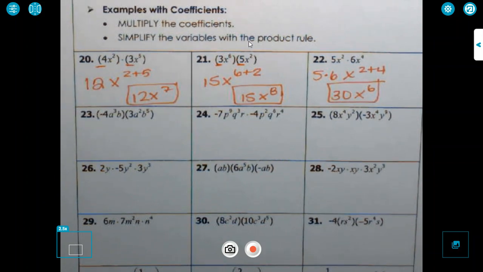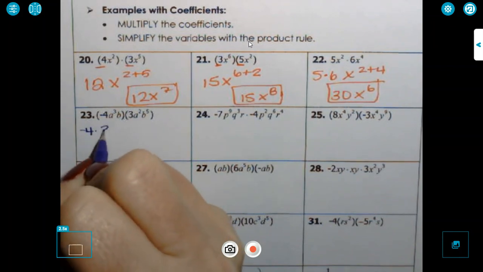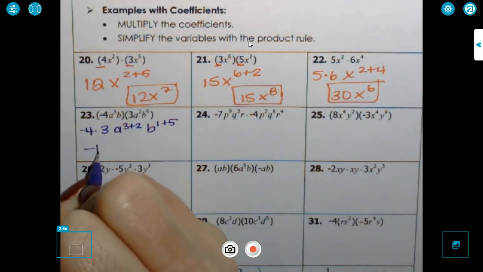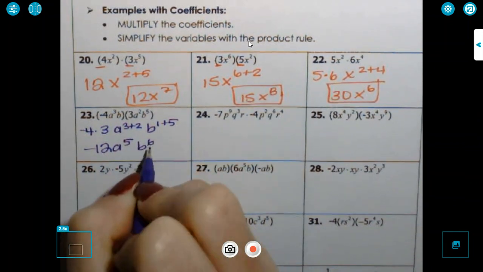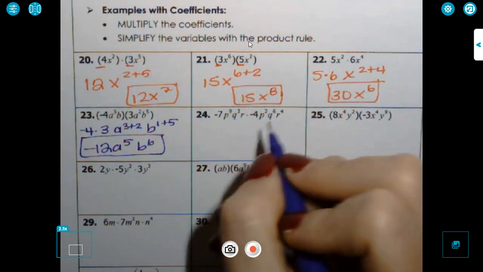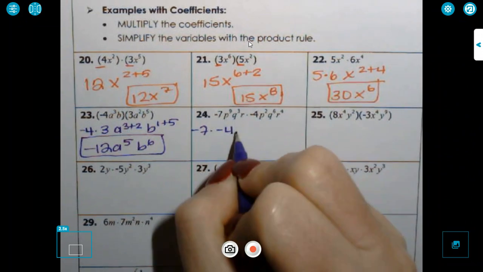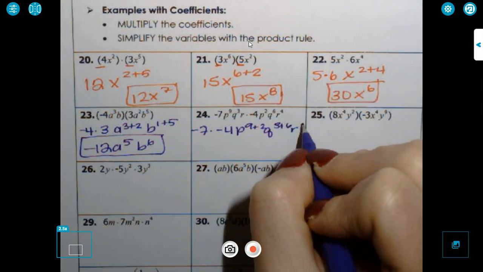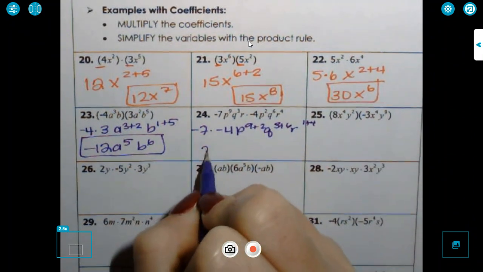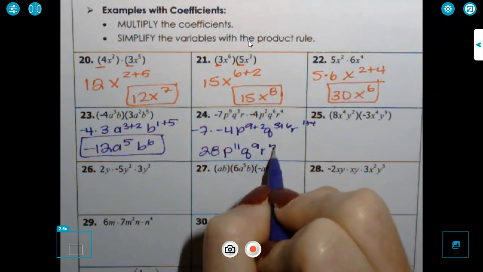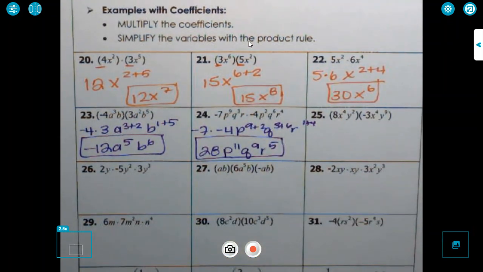And literally, y'all, we're just going to keep going. I'm going to go kind of fast. If you need to stop, pause, rewind, whatever. Okay, negative 4 times 3, and then a to the 3 plus 2, and b to the 1 plus 5. So that's negative 12, a to the 5th, b to the 6th. And I will write all of these out as I go through this. So -7 times -4, p to the 9 plus 2, q to the 3 plus 6, and r to the 1 plus 4. So that is +28, p to the 11th, q to the 9th, and r to the 5th.